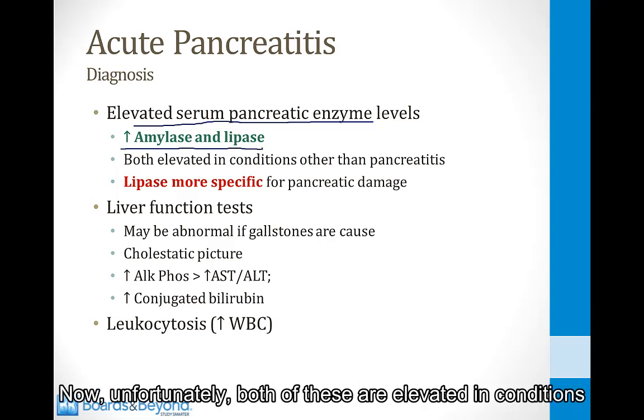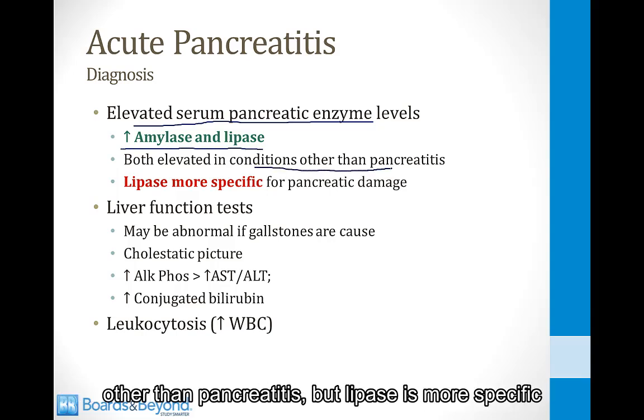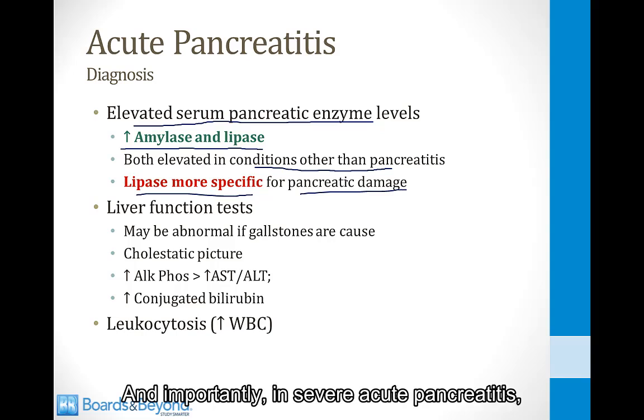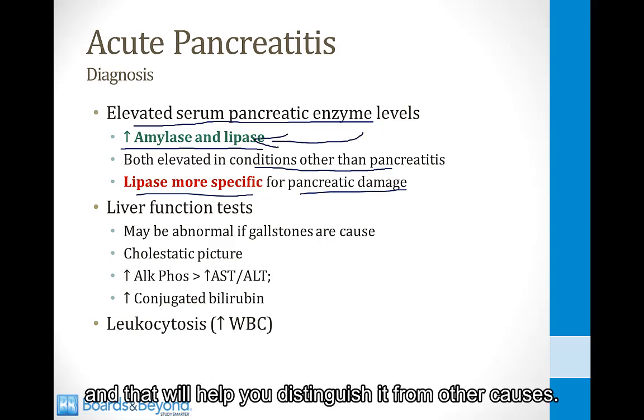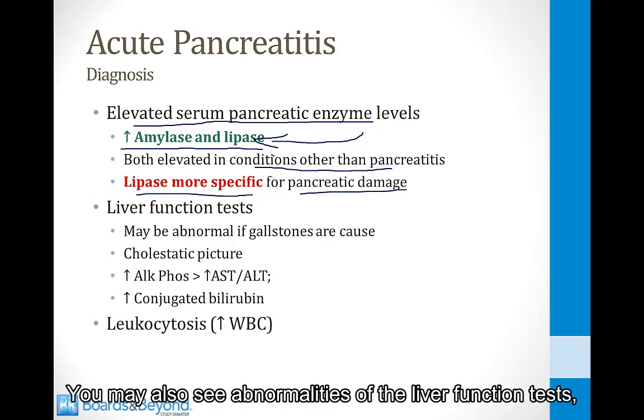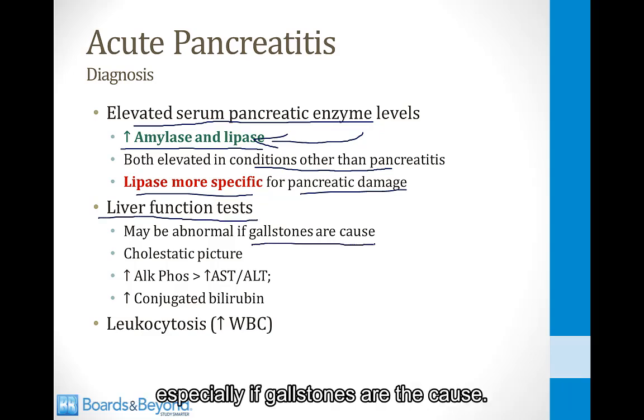Now, unfortunately, both of these are elevated in conditions other than pancreatitis, but lipase is more specific for pancreatic damage. And importantly, in severe acute pancreatitis, the levels will be very high, and that will help you distinguish it from other causes. You may also see abnormalities of the liver function tests, especially if gallstones are the cause.